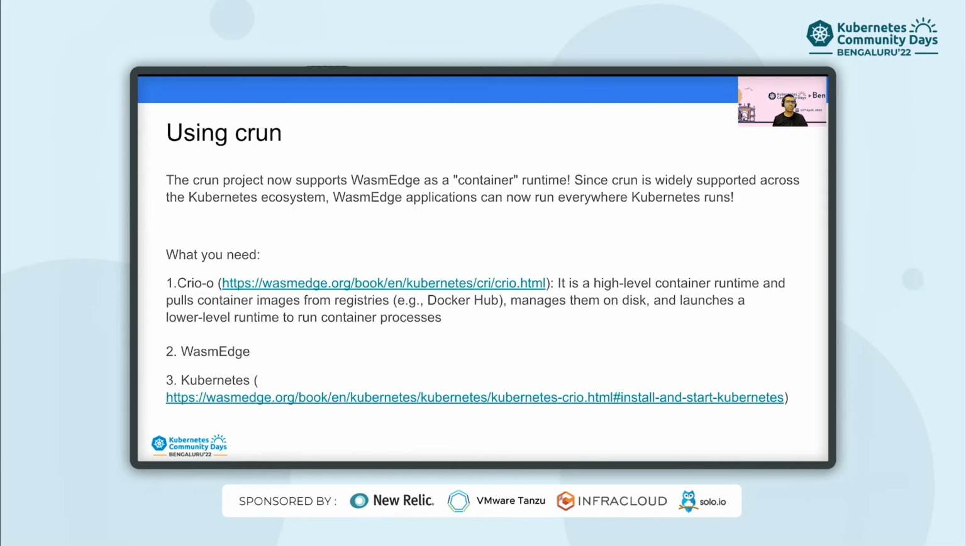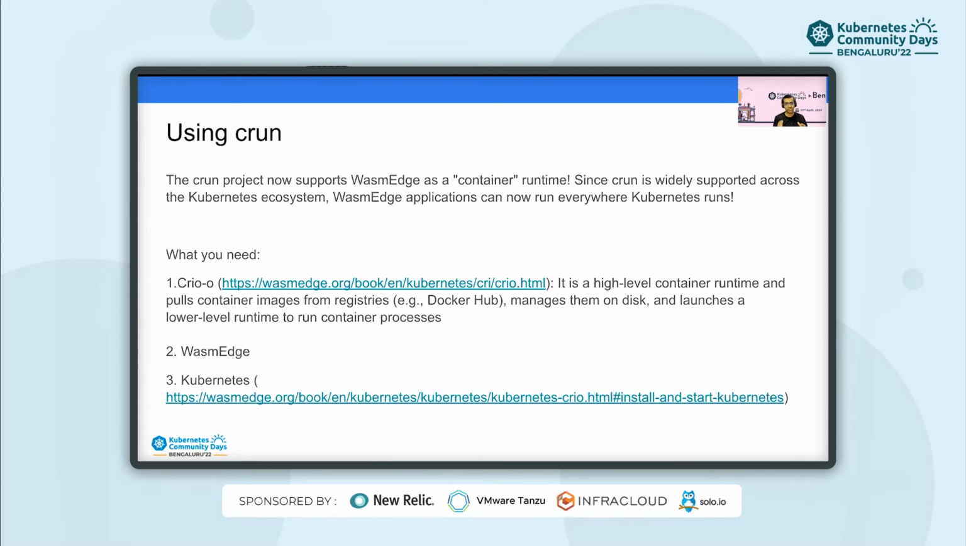So first, what we are going to be talking about is using crun, right? Basically the crun project now actually supports WasmEdge as one of the container runtimes. As you mentioned, WasmEdge is basically a runtime for WebAssembly. And since crun is widely supported for the Kubernetes ecosystem, that essentially means that now WasmEdge applications can run anywhere, wherever there is support for Kubernetes.